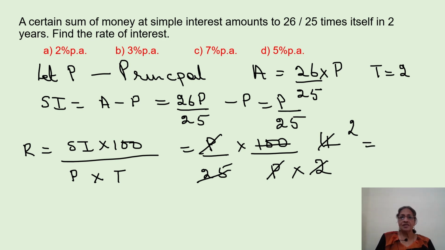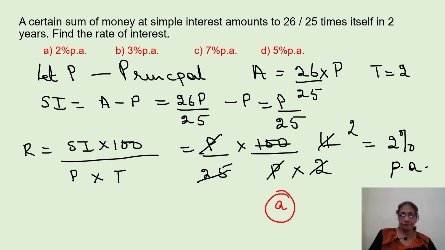So the answer is 2% per annum, and the correct option is the A option. Now here I have taken P. If you want, you can take it as 100. That will make it simpler also. It's one and the same.